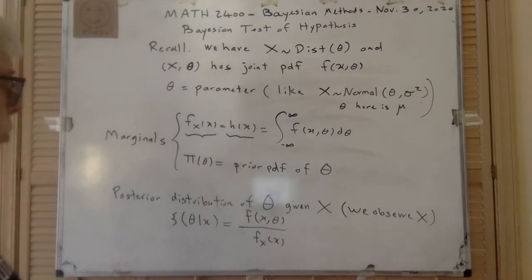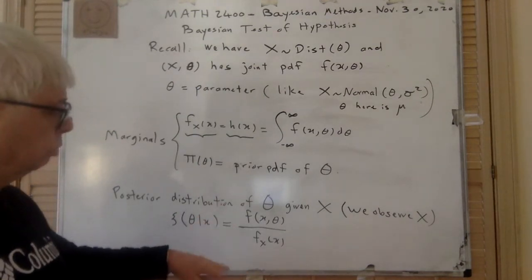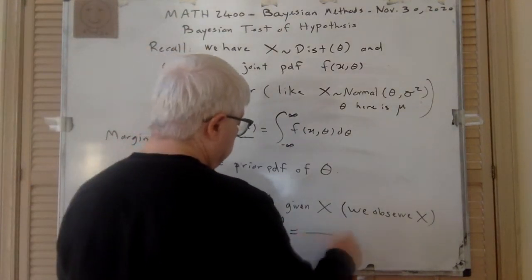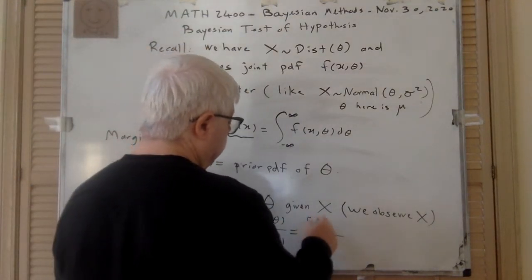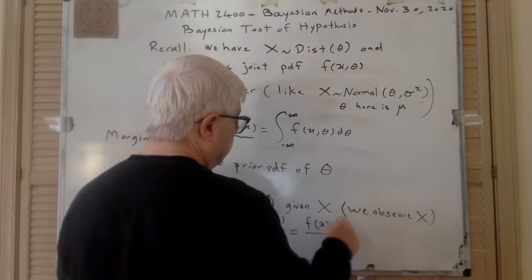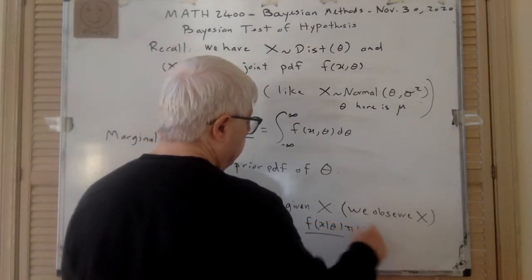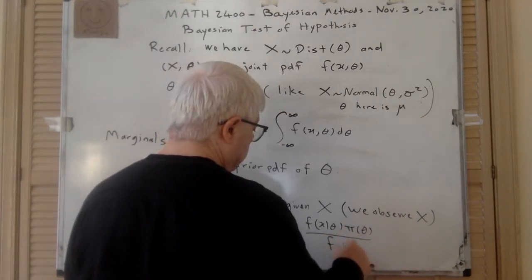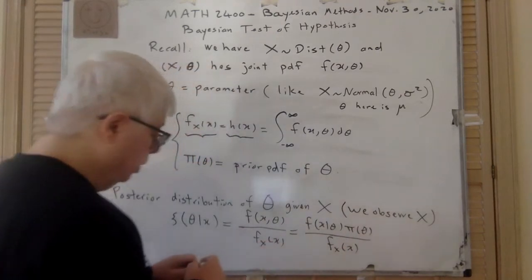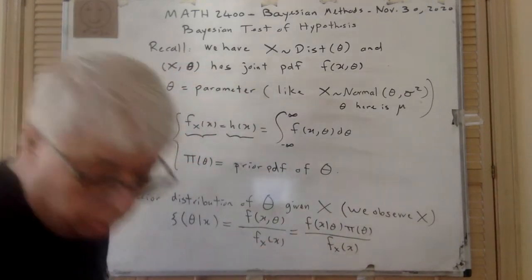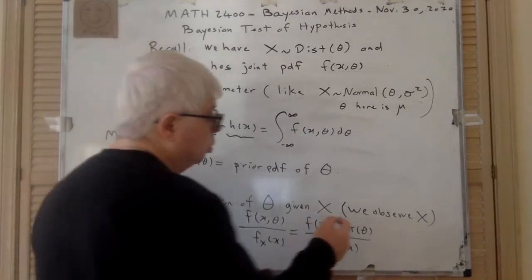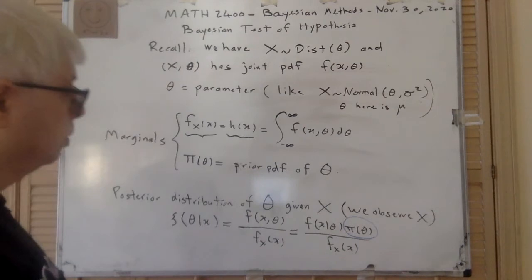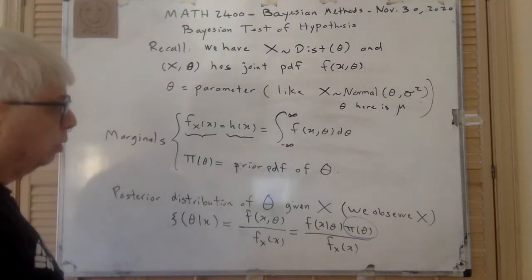Okay, and most often we really don't need this thing. And this guy here is in fact h given theta times pi theta. And that is where the prior comes into the picture.